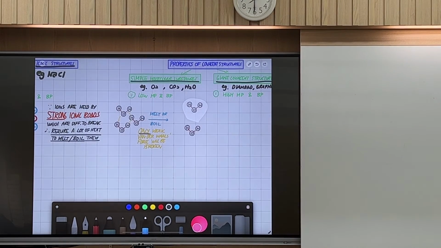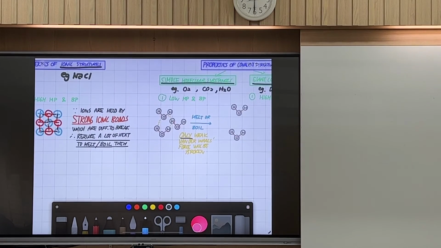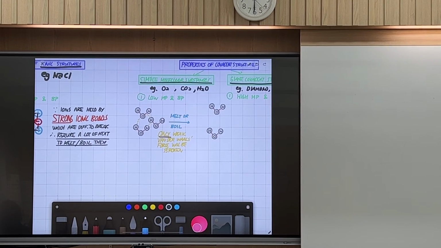So if you don't need to break strong bonds, then does it take a lot of heat or very little heat to melt or boil them? Very little. Okay, so everything makes sense now. Now that you know something about the bonding, can you write down a similar statement to the one we just wrote?